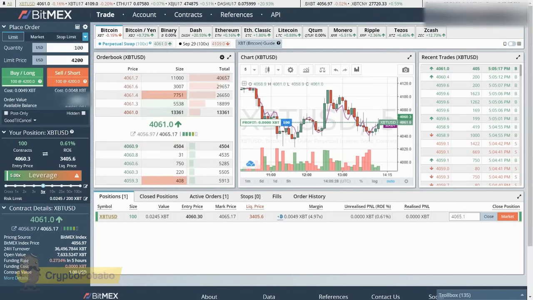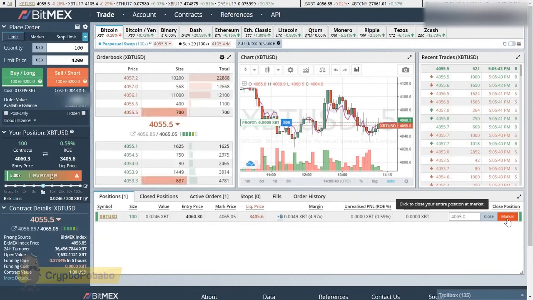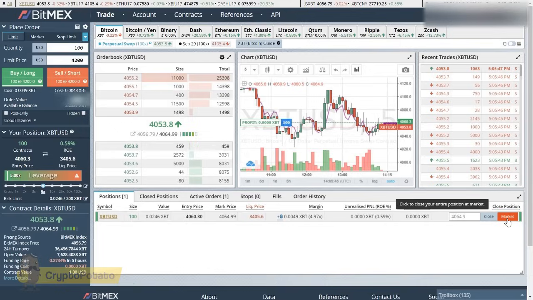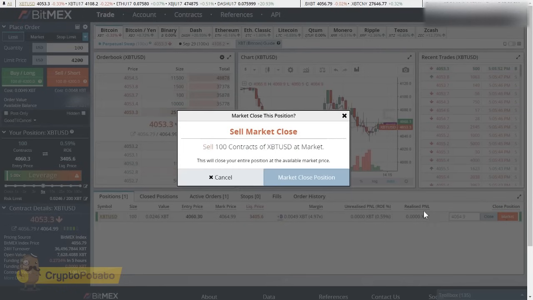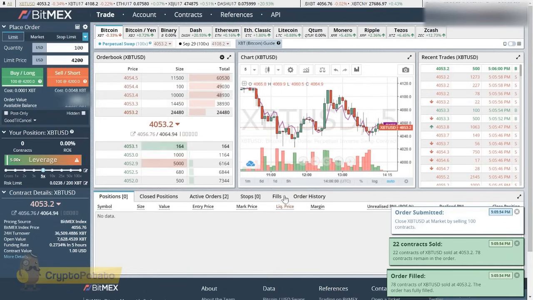The second option, if we want to close the position immediately, there is this red button which says market on it. The order will be released to the market and it will close the position at the best available price. In our case, this is what I'm going to do because I want to sleep tight. So let's close the position now. Okay, that's it. We can see it then in the order history and see the total profit minus the fees.